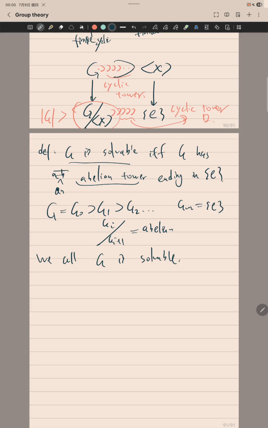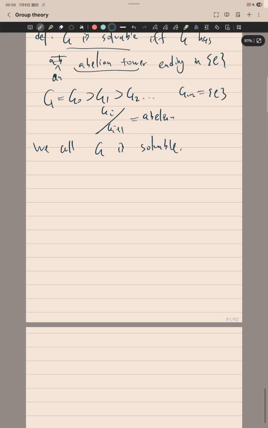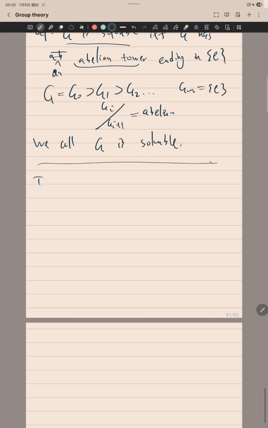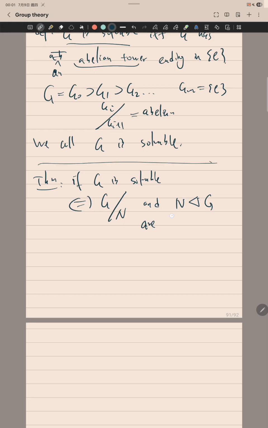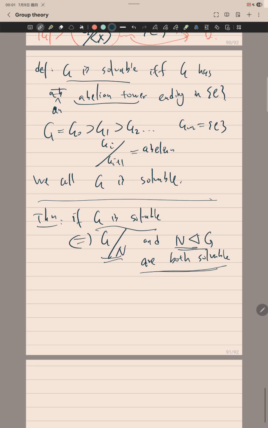Okay, and the non-trivial fact that I want to prove in this video is the following theorem, which says that G is solvable if and only if N and G quotient N are both solvable, where N is a normal subgroup of G. So that means that if G is solvable, then any normal subgroup or its quotient group are both solvable. It's highly non-trivial to see from this tower picture.